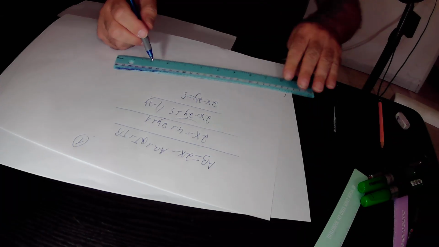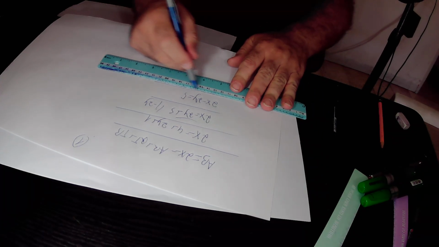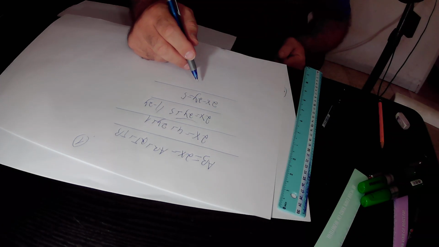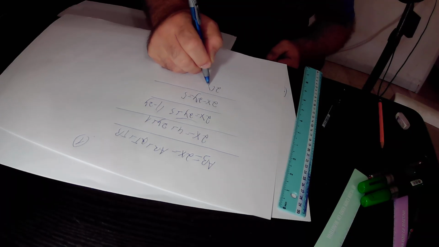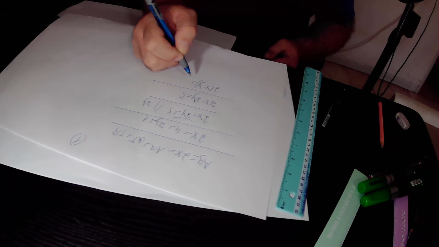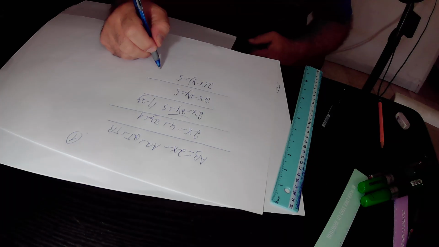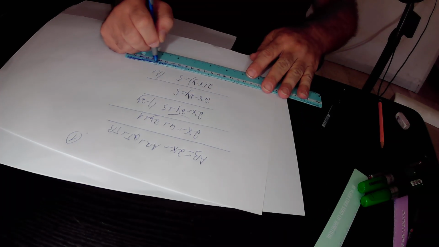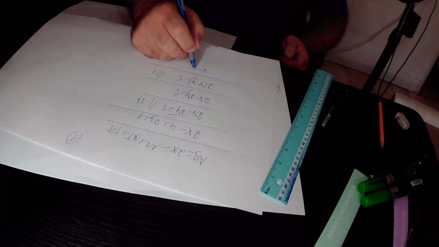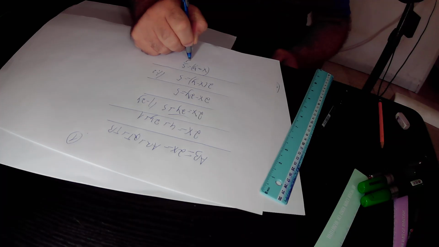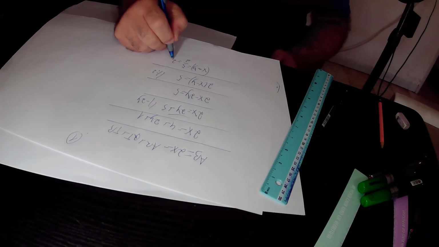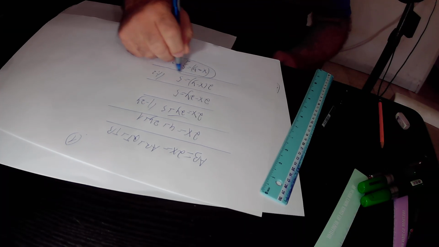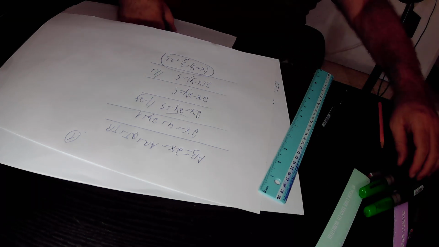Here we take 2 as a common factor from those two expressions. So inside the brackets we have x minus y, equals 5. Here we will divide this equation by 2 and finally get that x minus y equals 5 over 2. 5 over 2 is 2.5. So we found out in total that x minus y equals 2.5.